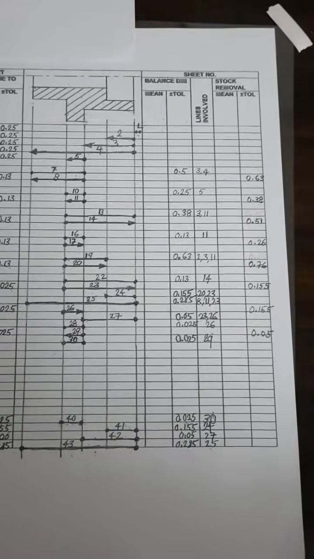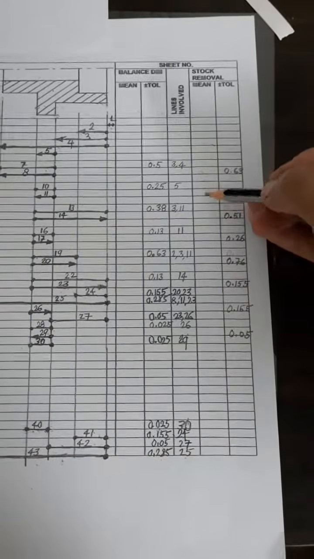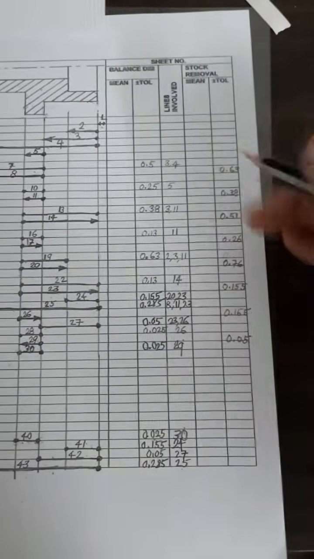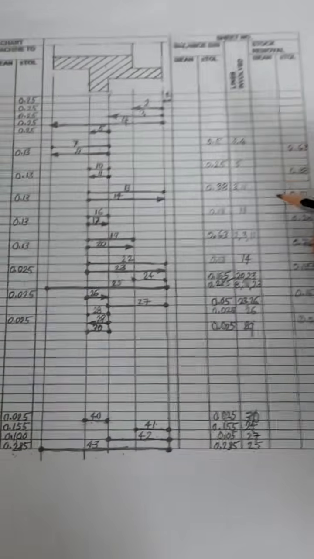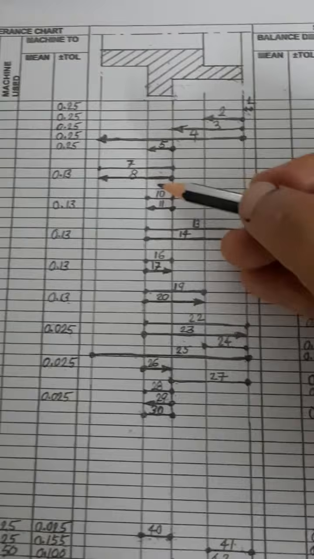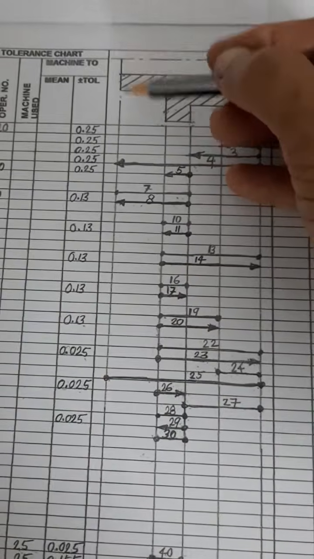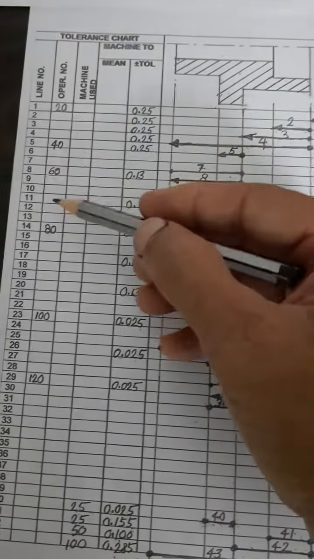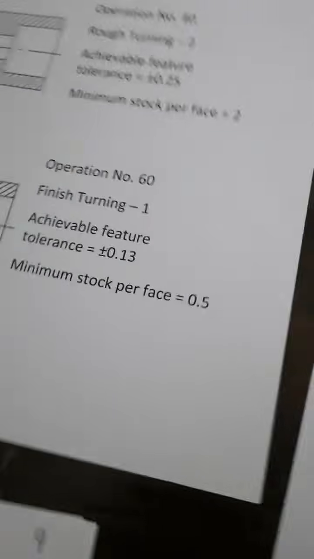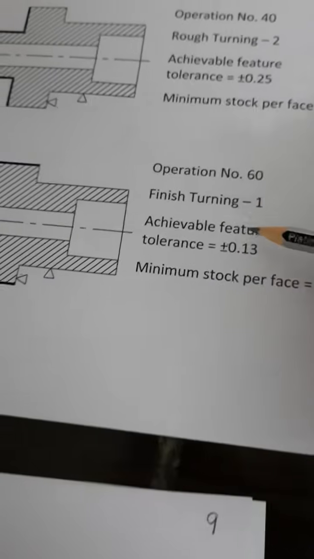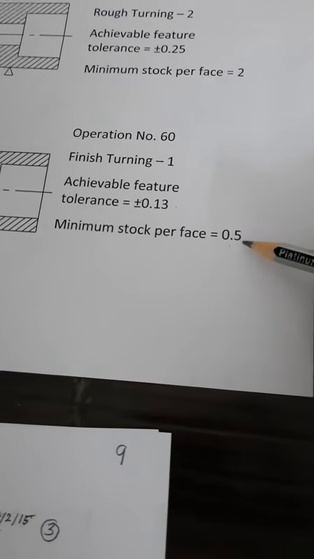Now what is the next step? The next step is to fill up the mean value of stock removal. How to find the mean value of stock removal? Let us start from line number 8. Line number 8 is the dimension achieved due to the facing operation done in stage 60. Stage 60 is the finish turning stage. For the finish turning stage, the minimum stock per face is 0.5.